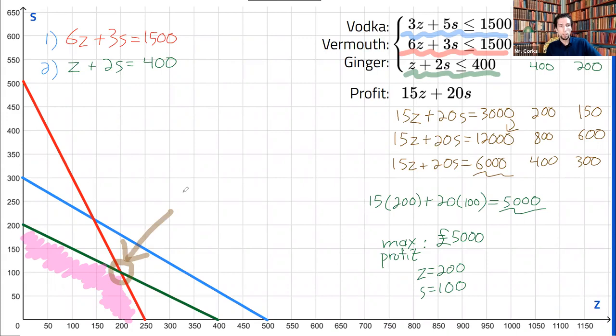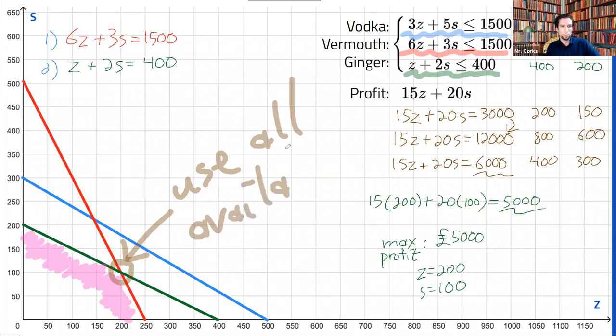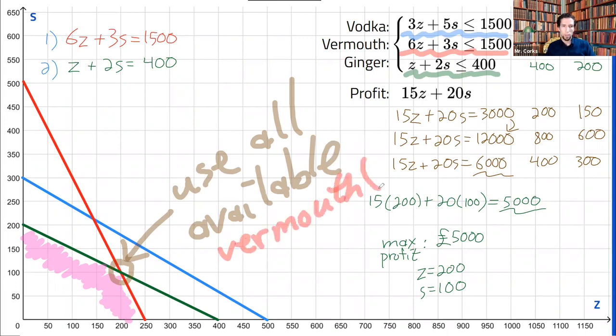So this point means use all available vermouth and ginger. Oh, they will have a surplus of vodka then. There we go. So they're using all of those two things. They've pushed those limits as far as they can go. That's what the intersection of red and green means.